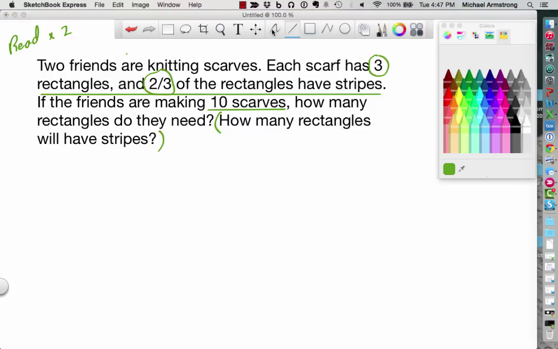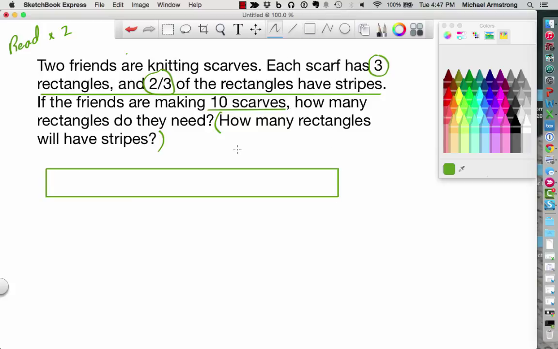All right, so first of all, let's just draw a scarf. A scarf usually kind of looks like a rectangle. Sometimes drawing a picture helps. Okay, so this is a scarf. Each scarf has 3 rectangles. So we would cut this into thirds. Does that make sense? So this is a rectangle. This is a rectangle. There's 3 rectangles. So this one looks a little too big. So maybe I need to move this over just a little bit. We'll try that again. Make it so that they look right. They're all the same. There's 3 rectangles here. 1, 2, 3.